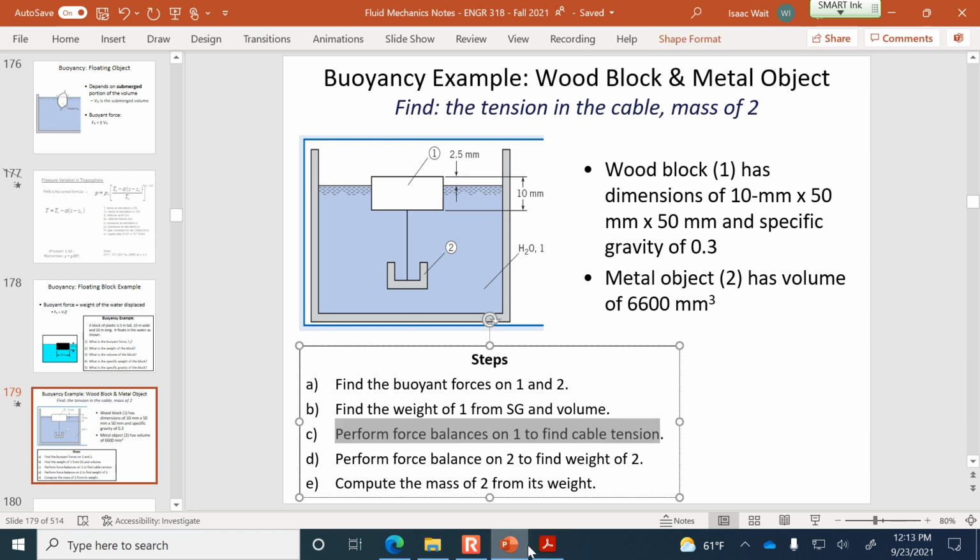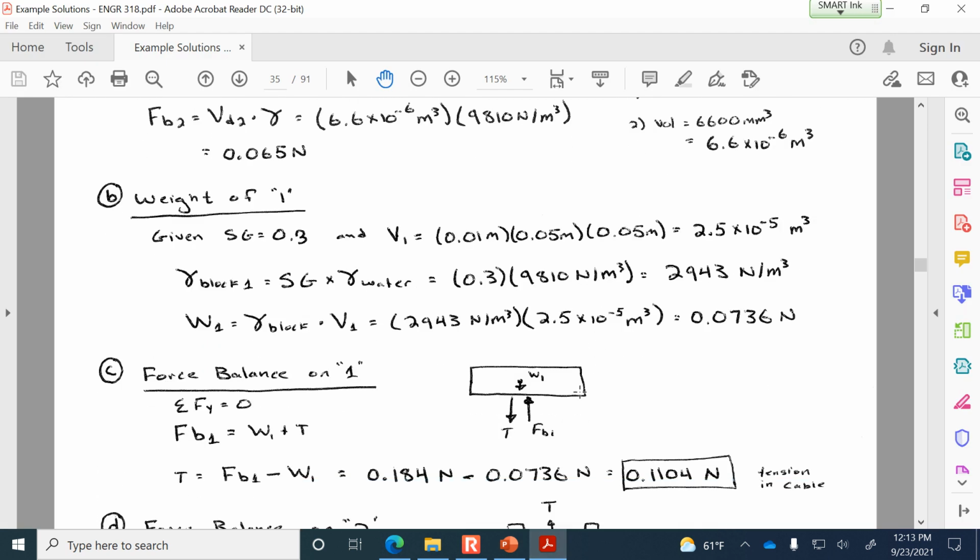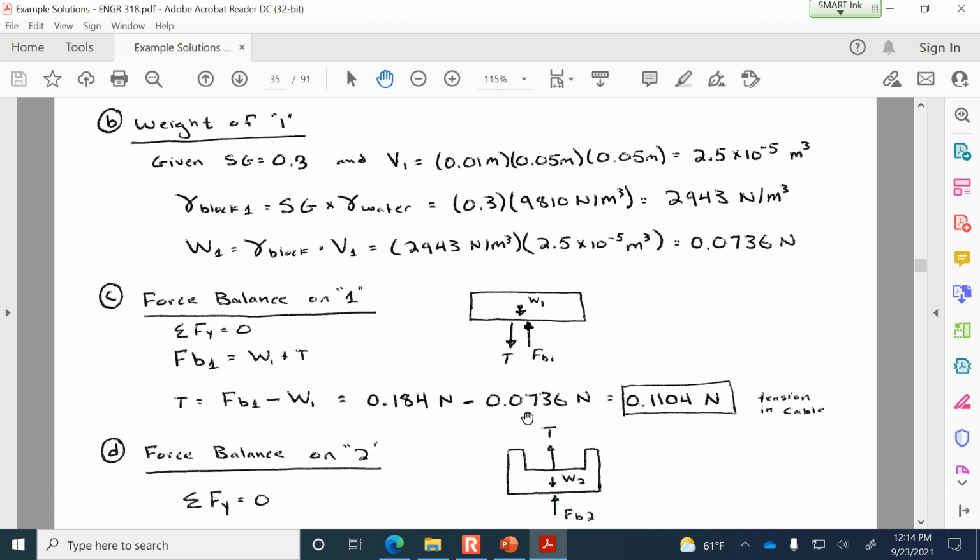and now a force balance on object 1 to find the tension in the cable. Now this is important. If we just isolate what's happening with object 1, there's the cable that's pulling down, there's the weight of object 1 that's acting down, and then the buoyant forces are pushing up. And those three forces together are in a static equilibrium in the vertical direction. So the buoyant force that's acting up is counterbalanced by the weight that's down, and the tension in the cable is also pulling down.